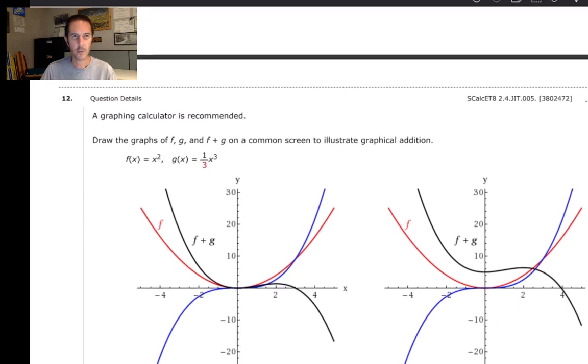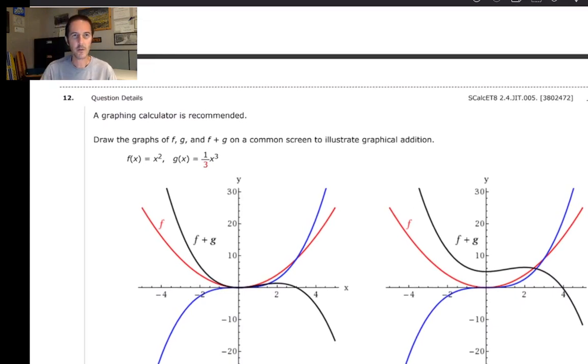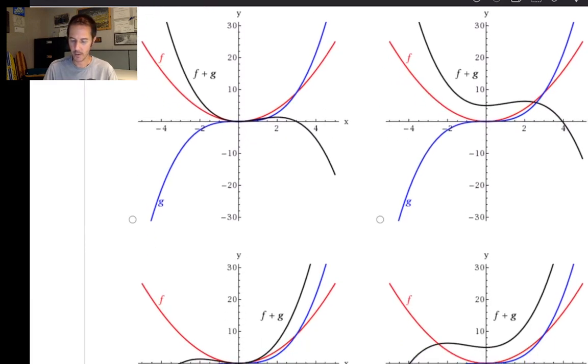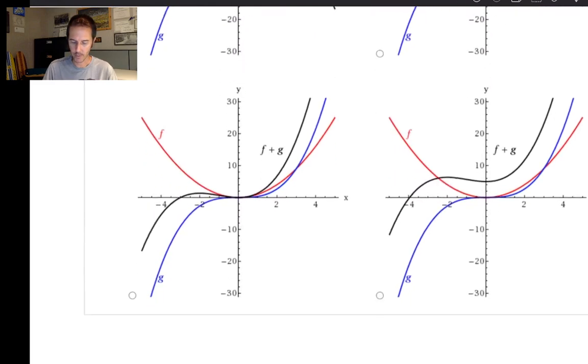And here in number 12, recommended as a graphing calculator, draw the graphs of f and g and f plus g. Yeah, f and g you could probably graph on your own, but adding them together might be nice to see that happen on a graphing calculator. I bet you could figure out which one it is.